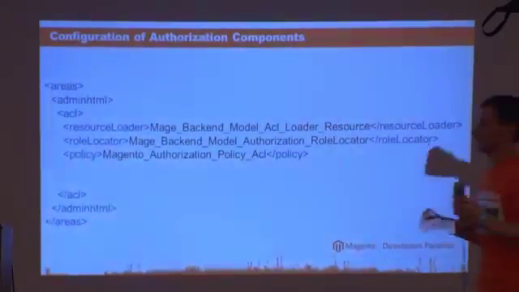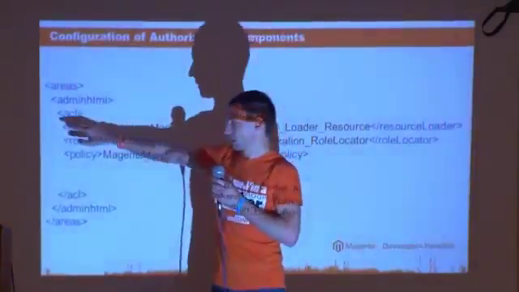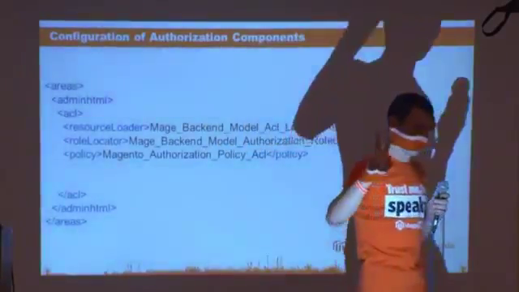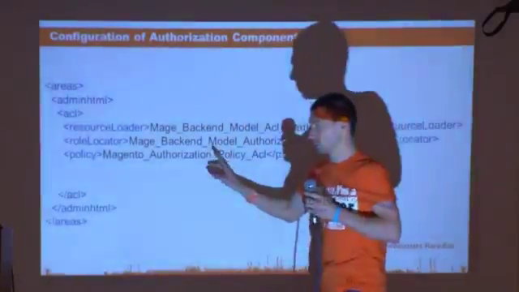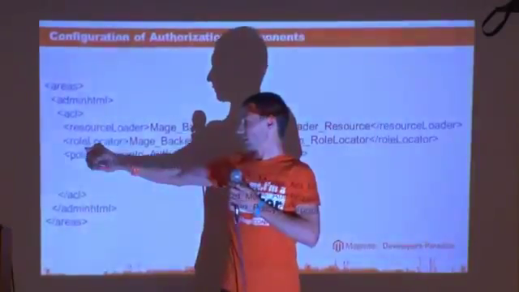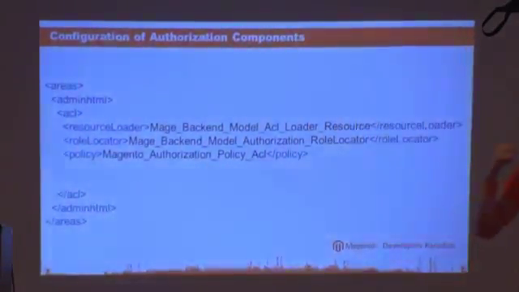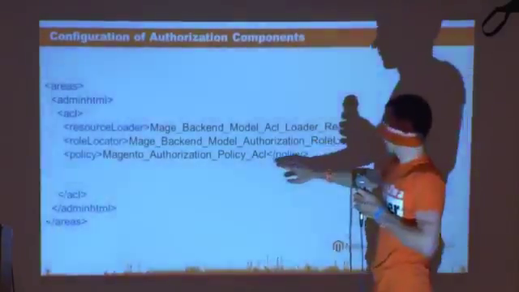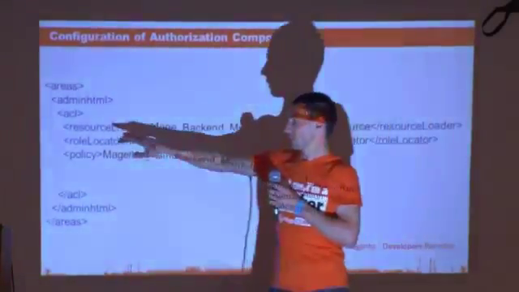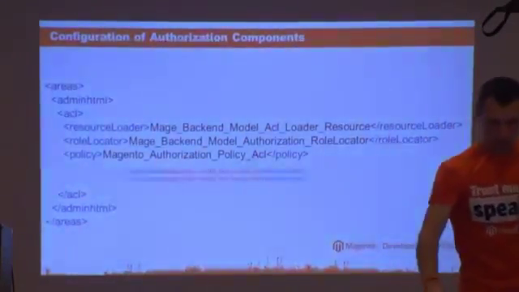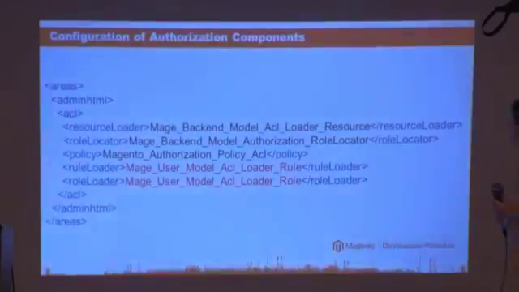For this you have to describe this node ACL in your area, and you have to specify two required configuration nodes. This is a policy, and this is a role locator. That's all. This will be enough if you want to use the authorization mechanism in any Magento area. But if you use policy ACL, you have to specify a resource loader, and you have to specify a rule and role loader.